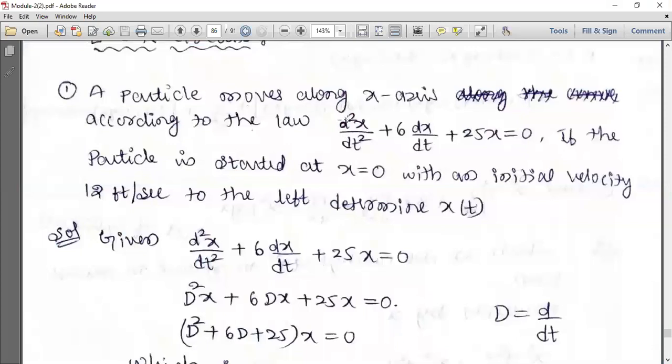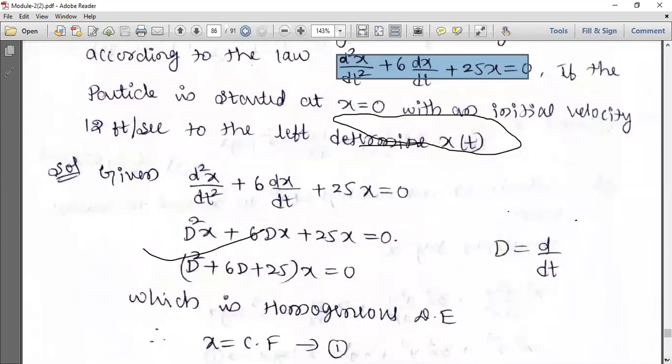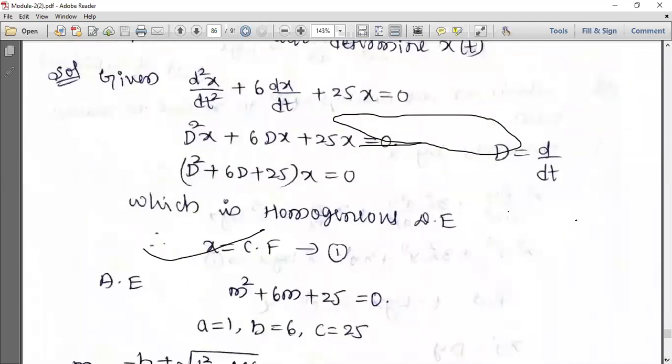This is the given differential equation, so let us take that equation: d square x by dt square plus 6 dx by dt plus 25x is equal to 0.